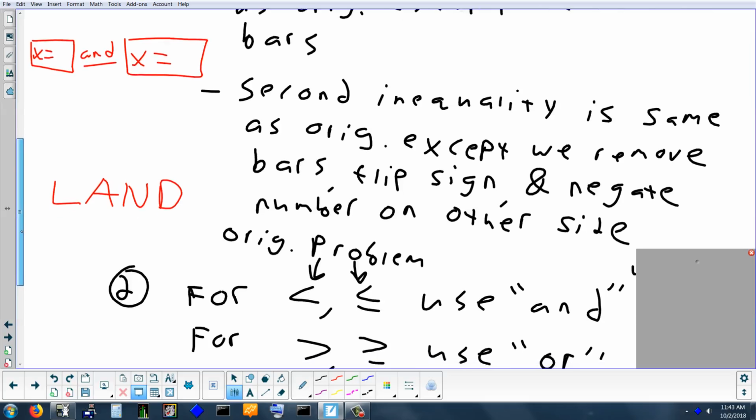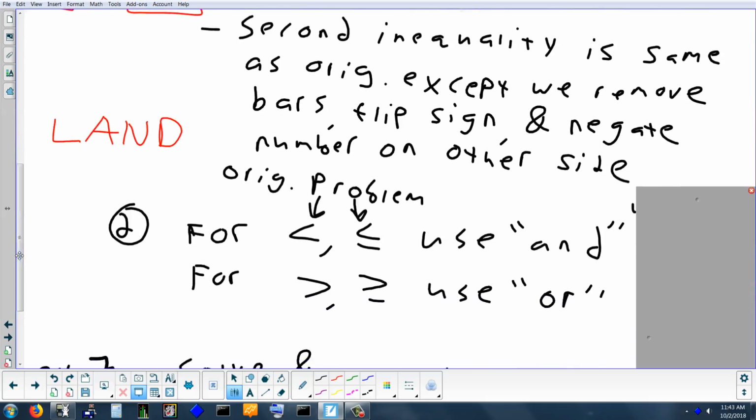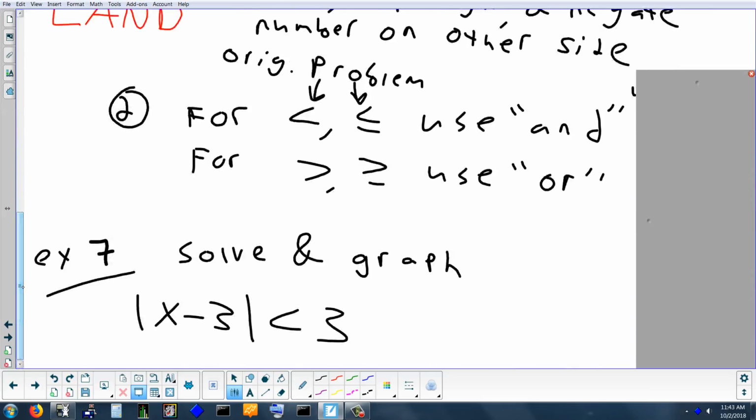Okay, any question on that? So it's pretty much the same except the end. You got to decide the word and or. So before we even solve this, we should already know what word we're going to use at the end. Is that going to be an and? Or are we going to put the word or in the final answer? Yeah, it's going to be an and.